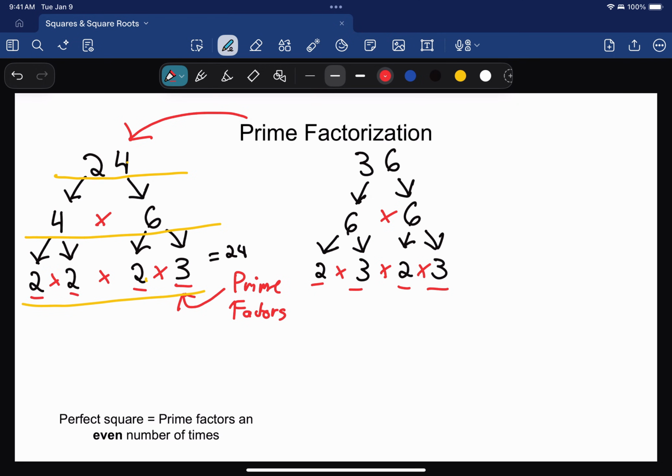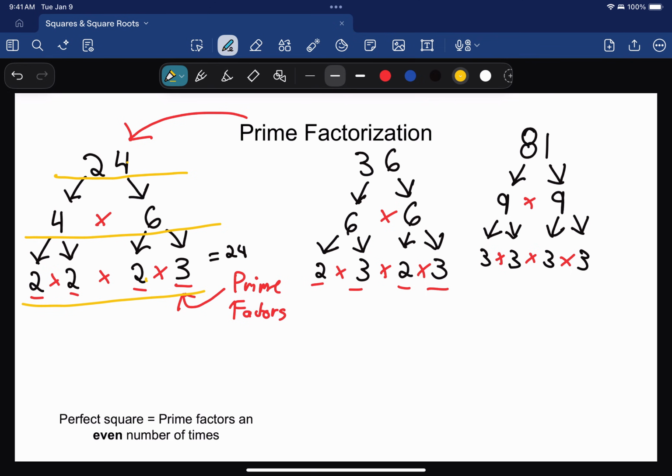So that's that. Why don't we do another one? Let's do the prime factorization of, how about 81? Well, 81 would be 9 times 9, and we would have 3, 3, 3, 3. Very nice, very easy.